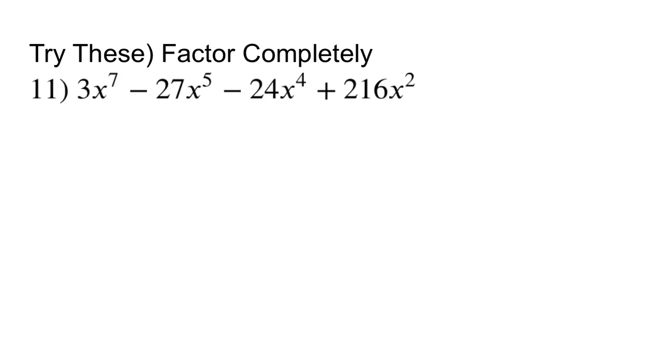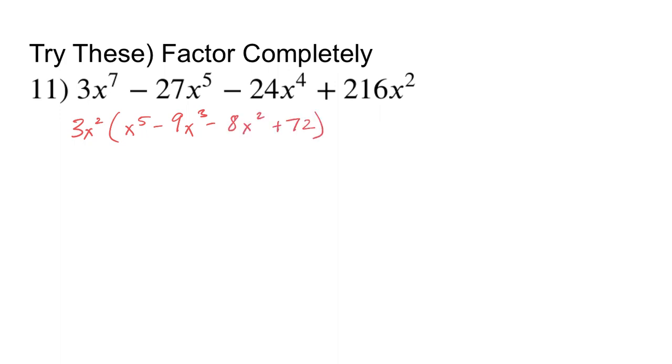One more. All right, 3x to the 7th minus 27x to the 5th minus 24x to the 4th plus 216x squared. Looks a lot like the last problem, but this one we'll find is very different. So I'm going to pull out the GCF just like I did in the last problem. And, well, looky, it's actually the same thing, 3x squared. So that'll give me x to the 5th minus 9x to the 3rd minus 8x squared plus 72.